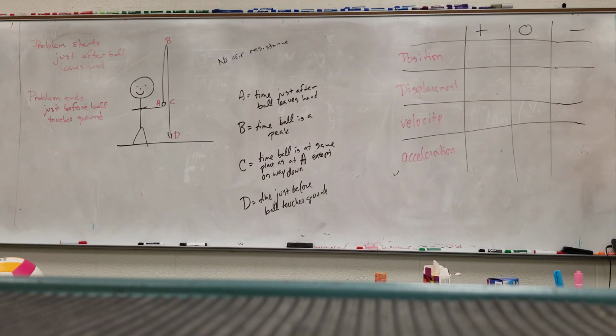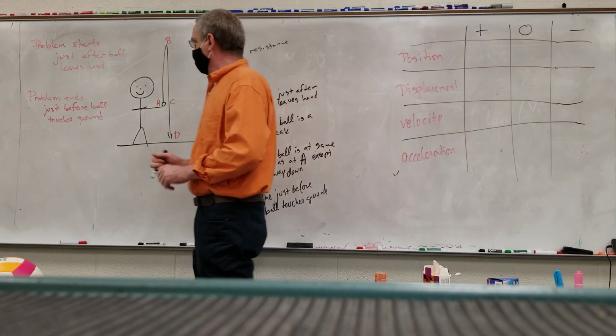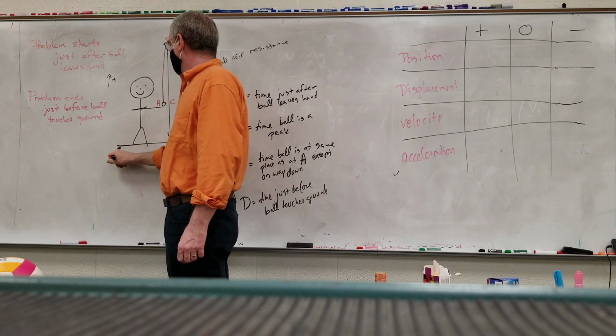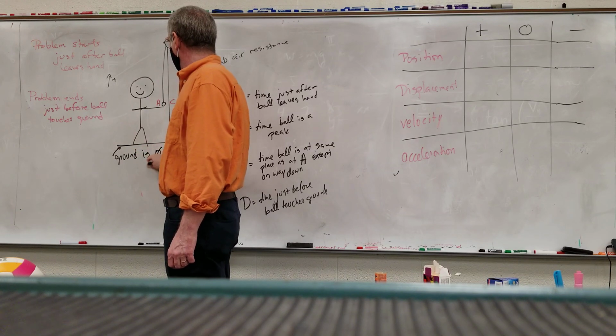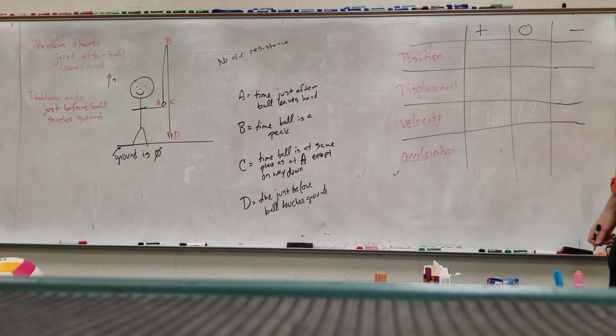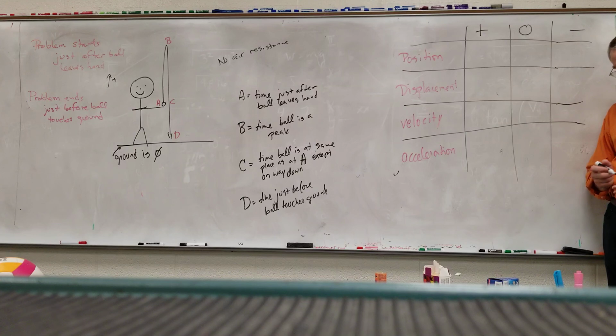Now, in order to be able to do this, we do need to define a coordinate system here. And just so that we're all on the same page, we are going to make up positive, and the ground is my origin. Ground is 0. Questions to hear?